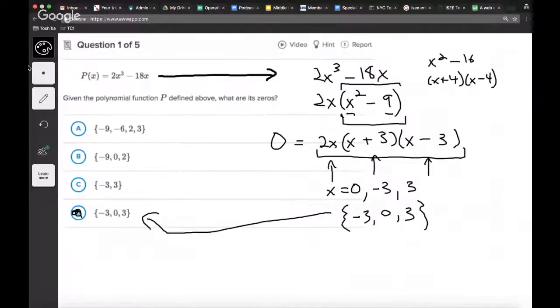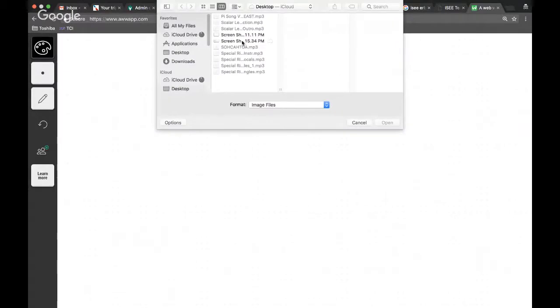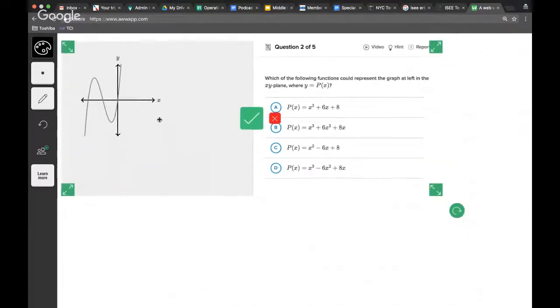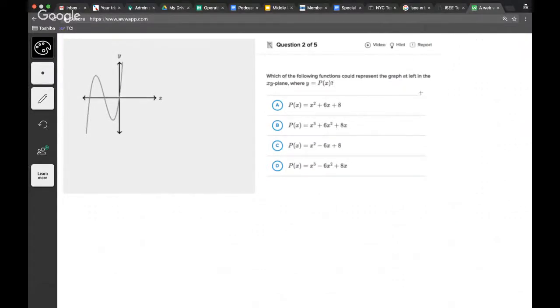Question number 2. And this one is involving a graph. You could say arguably sometimes these graphing problems can be a little bit trickier, but you never know. Let's take a look. Okay. Which of the following functions could represent the graph at left in the xy plane where y equals p of x? This is our function, this crazy curve thing here. So they want to know which one of the following this could be.